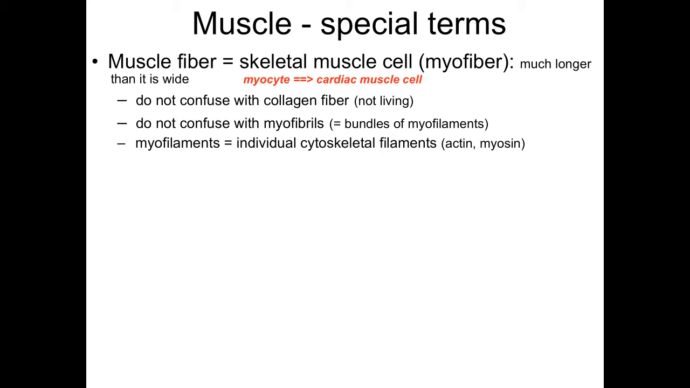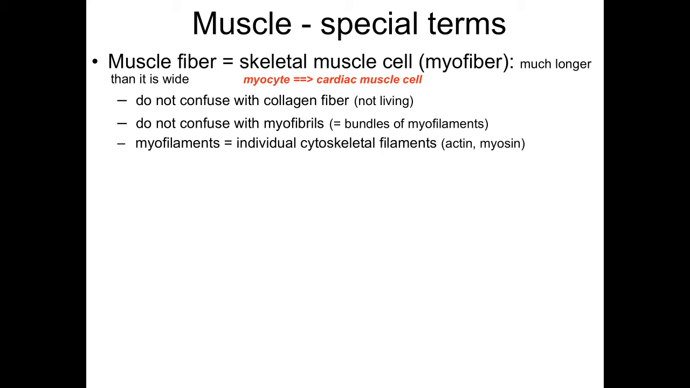Some special terms I'd like you to keep in mind as we talk about muscle. If we talk about a muscle fiber, we're talking about a muscle cell, and we give skeletal muscle cells the name myofiber, and a myofiber is much longer than it is wide. You may remember that from the first podcast. If we talk about a cardiac muscle cell, we give it the name myocyte. So we contrast myofiber from myocyte, a myofiber being a skeletal muscle cell, a myocyte being a cardiac muscle cell.